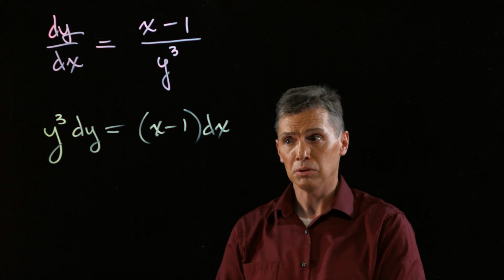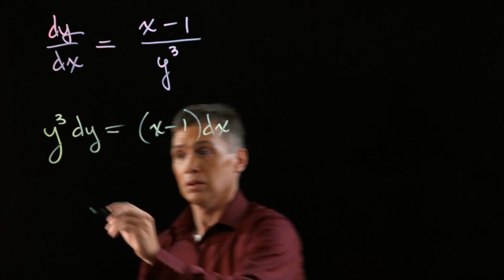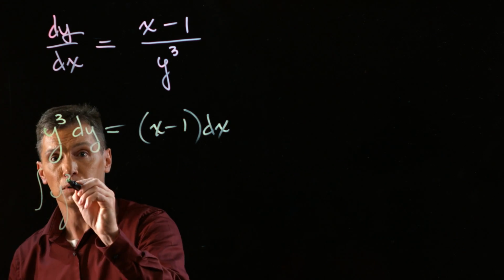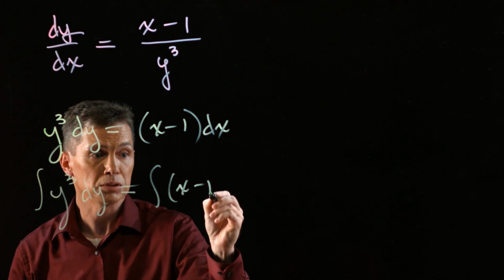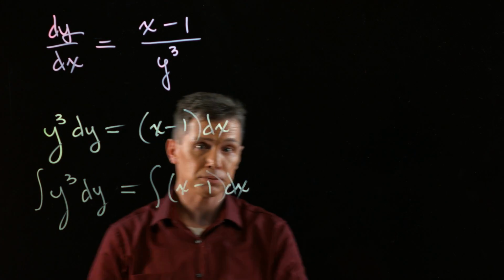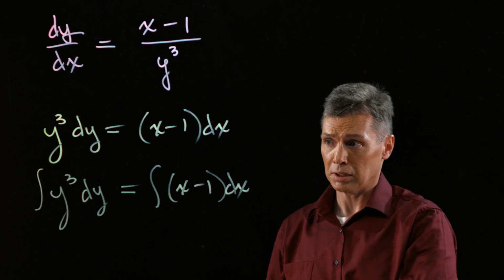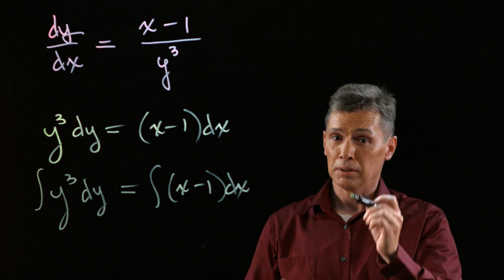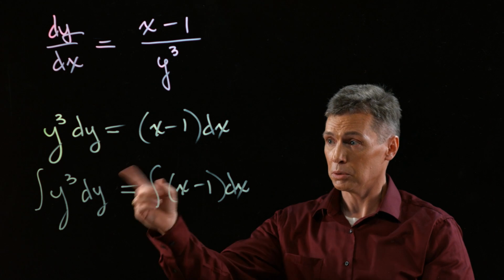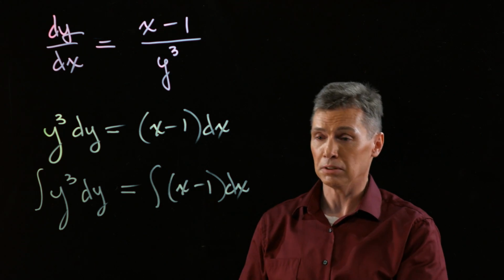The second step would be to do the integration of each side. I'm going to have the integral of y cubed dy equals the integral of x minus 1 dx. Even the step that we just took there, it's kind of like a golden rule in algebra, is you're allowed to do whatever you want as long as you do it to both sides of the equation. So we decided to integrate both sides of the equation.